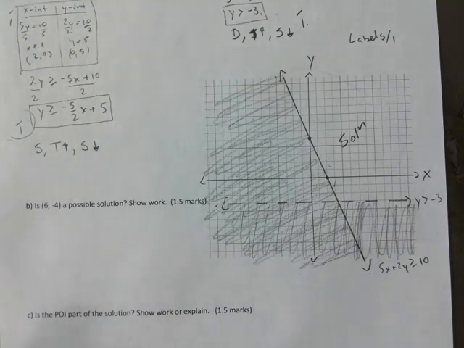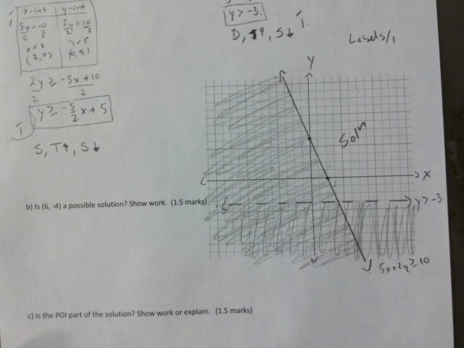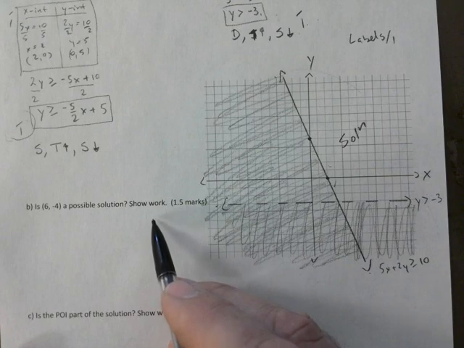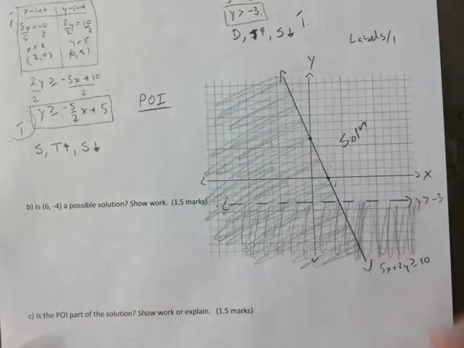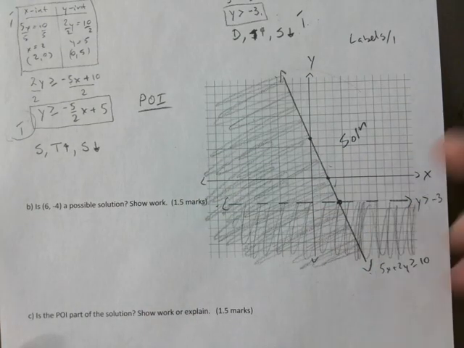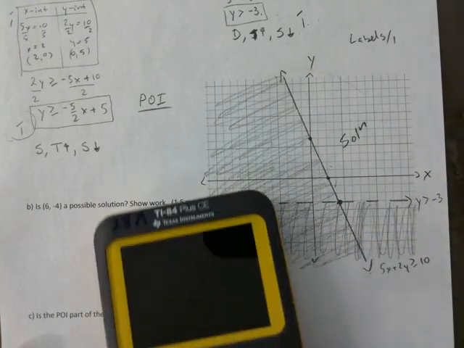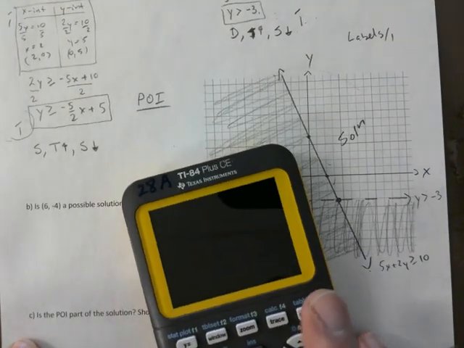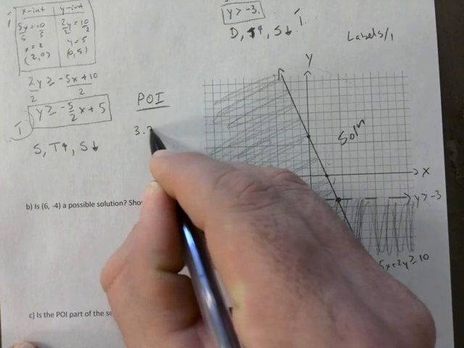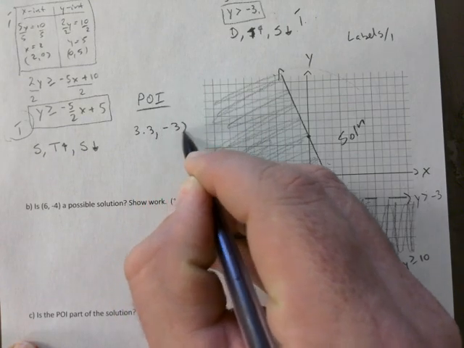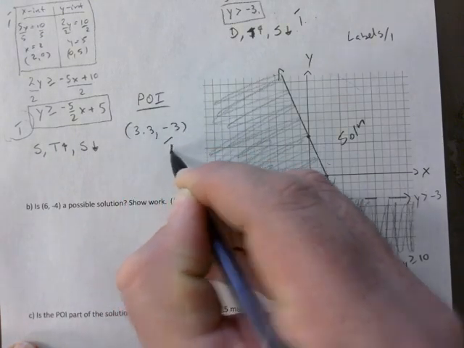So that's that. Reverse shading. State the POIs. So we're going to do that. So the POI is the intersection here, right? That's what we need to find. And you would use your calculator for that. I'm going to fast forward and just say that it is 3.2, negative 3. So you get a full mark for that.